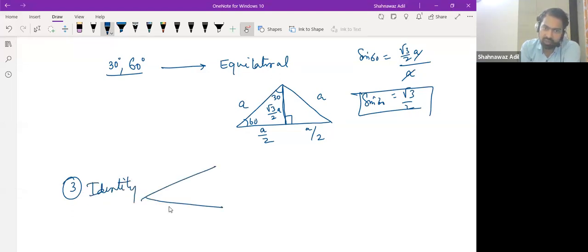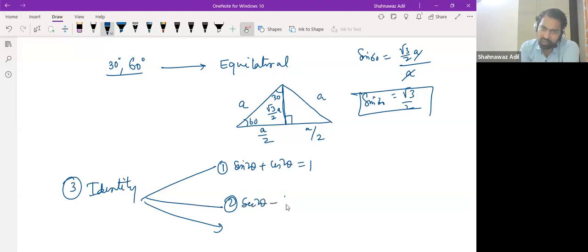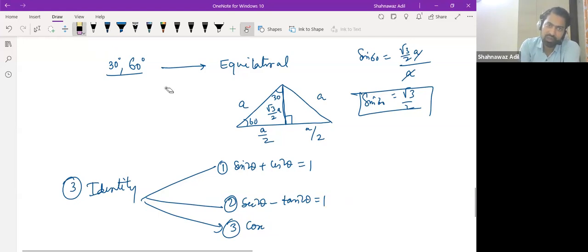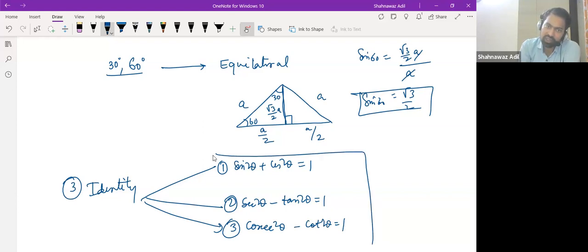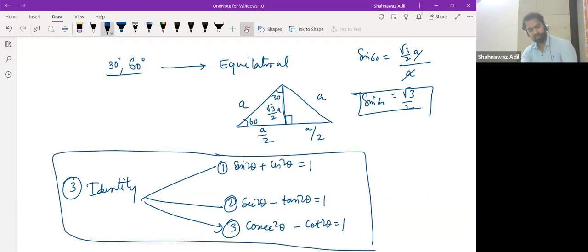Mainly we talked about three. One was sine square theta plus cos square theta equals 1. The second one was sec square theta minus tan square theta equals 1. And the third one was cosec square theta minus cot square theta equals 1. So these were the three identities that we used. So this was the revision of trigonometry, quadratic equations and circles.